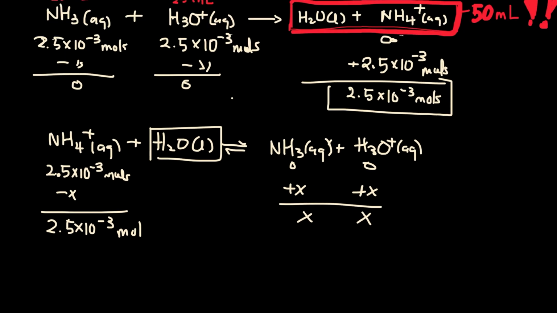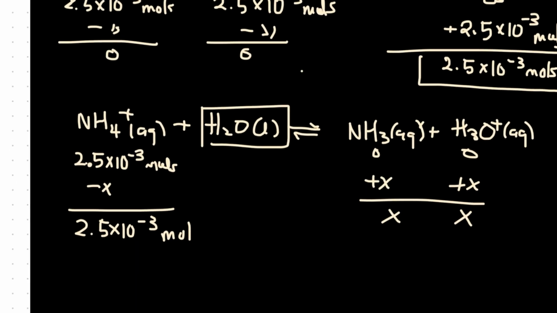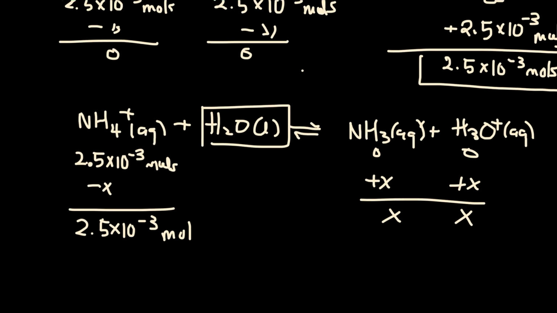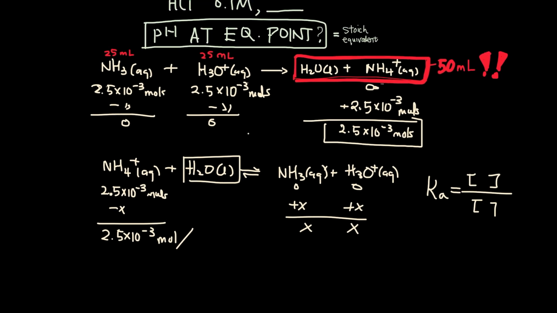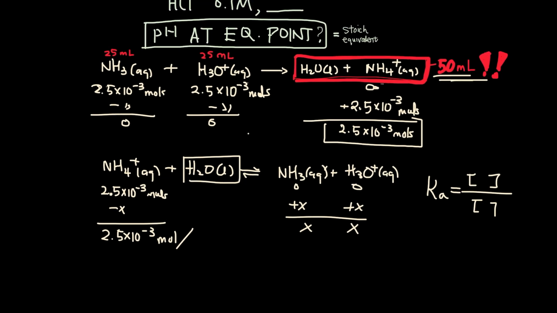And now we have to use our Ka constant. Remember, if they were producing a hydroxide instead, you would use a Kb. Now Ka, the special thing here, it has to deal with the concentration of products divided by the concentration of reactants. So what we want to do here is to actually convert this into concentration. And this is all together in a solution of 50 milliliters.